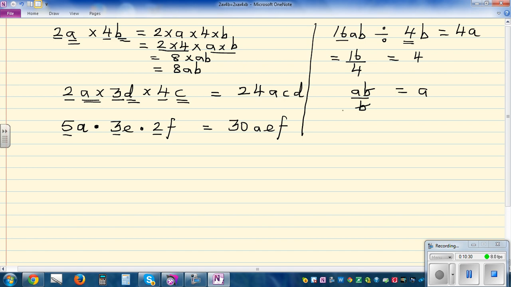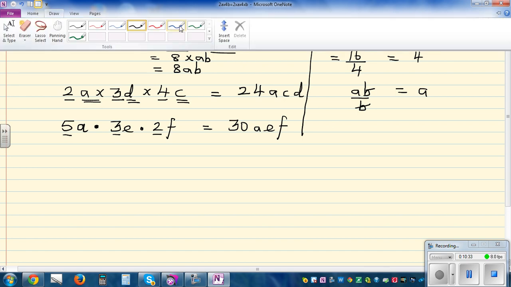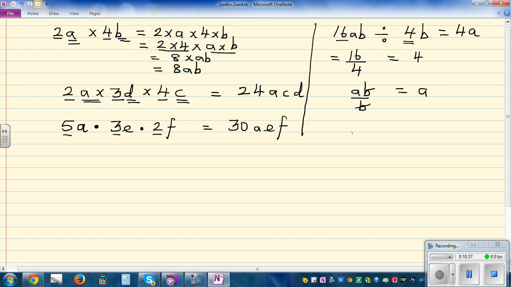That's pretty easy. So let's say, let's use a different color, if it is, say, 9abc divided by 15bc. Here, first let's do 9 divided by 15. Well, you can divide both 9 and 15 by 3. So that simplifies to 3/5. And you can cancel the b's like this and the c's like this. So the final answer is 3/5 a.